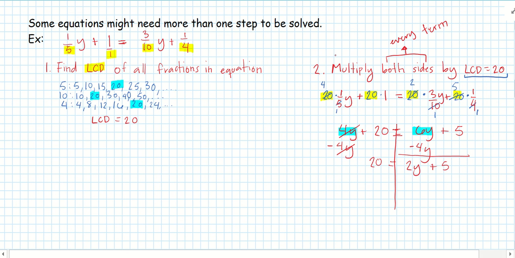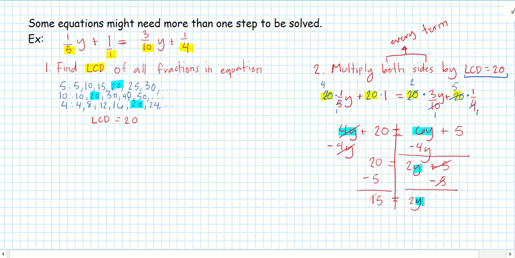Okay? Now, y is still not by itself. I need to get rid of the 2 and the 5. Remember what I said, that it's easier to get rid of the value that does not have the variable first, right? So first I want to get rid of that positive 5. So this is a positive 5. I'm going to move it as a negative. So 5 and negative 5 cancel. So I end up with 2y on the right side, and then 20 minus 5 is 15 on the left.